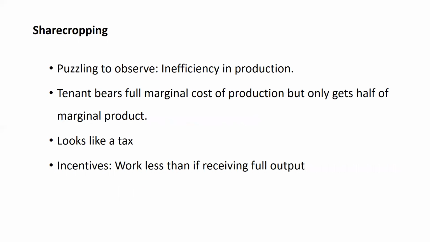So that's a pretty simple rule. Now, as we were saying earlier, if the farmer is your neighbor, that's okay. But essentially, this leads to inefficiency in production because now the farmer, the person putting in all the work, only receives half of the marginal benefit of their work.